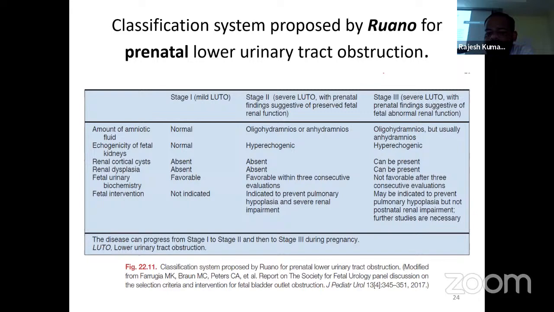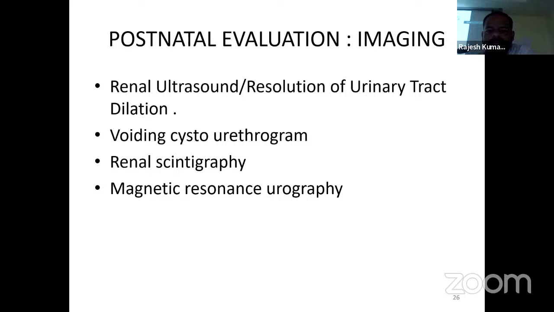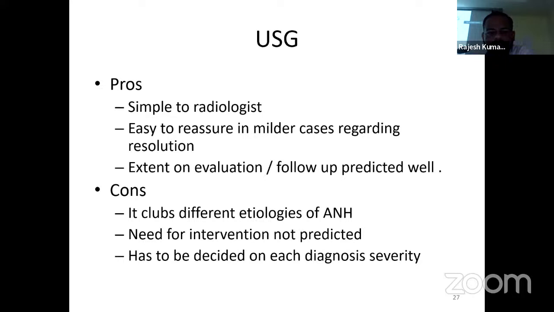Prenatal monitoring algorithm, antenatal hydronephrosis already discussed. Now, postnatal evaluation. Imaging includes renal ultrasound, micturating cystourethrogram, renal scintigraphy, and MR urography.